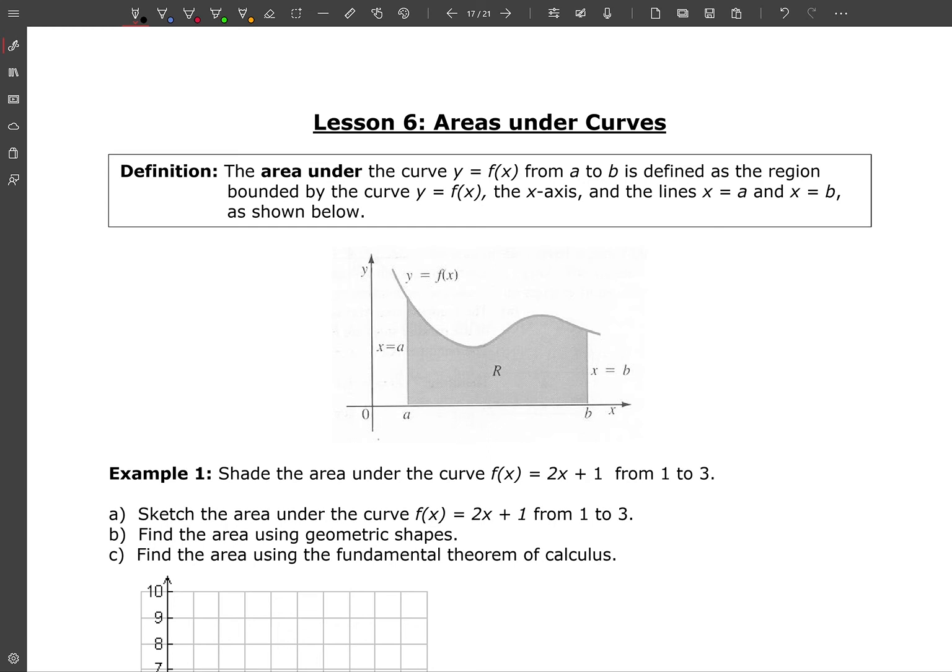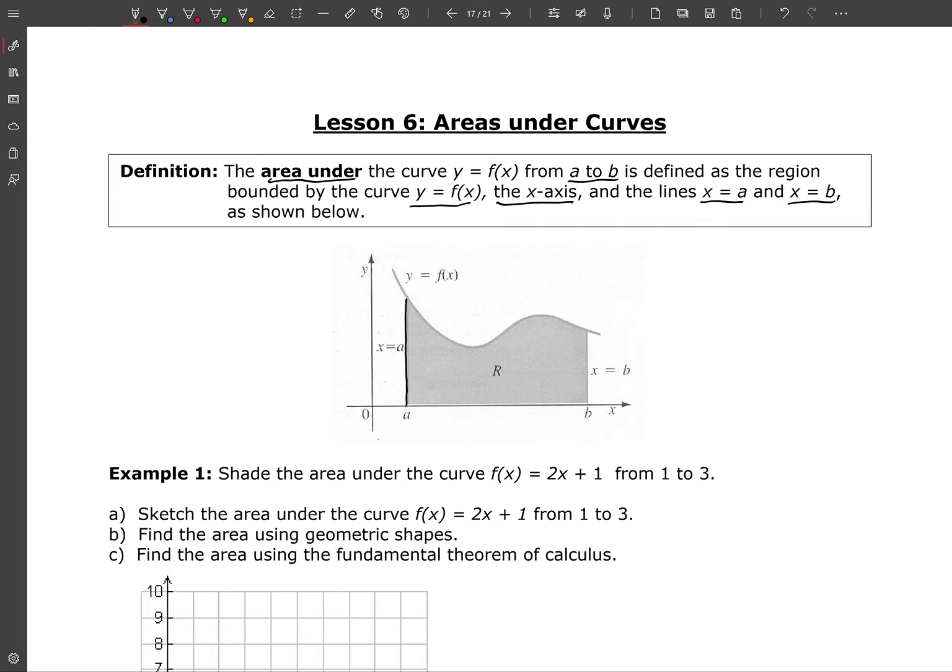All right, we are into lesson 6, areas under curves. So let's start with a definition. The area under the curve of y equals f of x from a to b is defined as the region bounded by the curve y equals f of x, the x-axis, and the lines x equals a and x equals b. So you can see that as shown below.